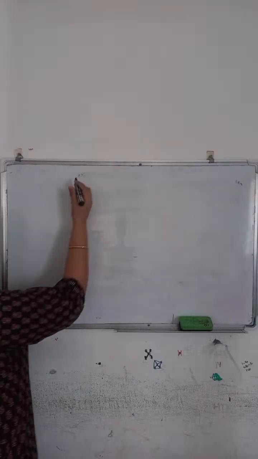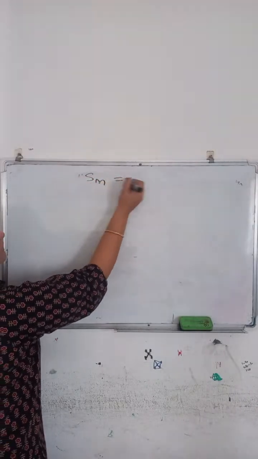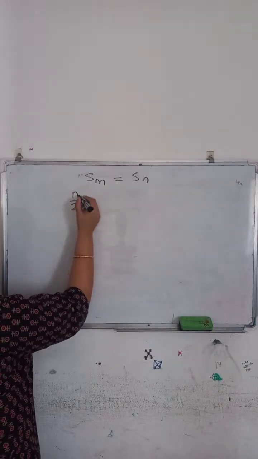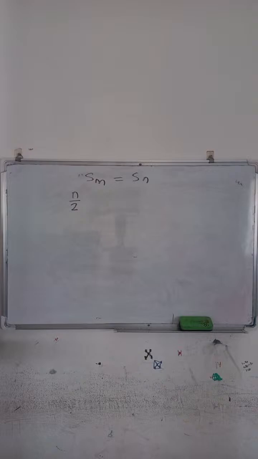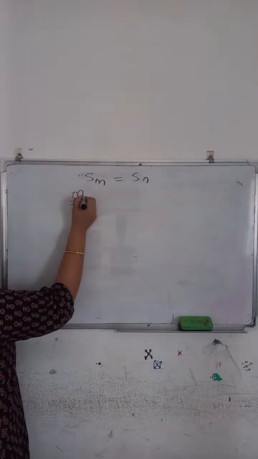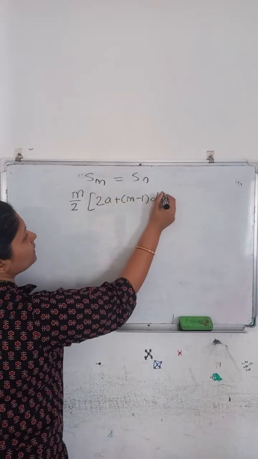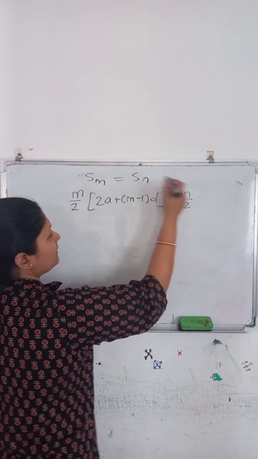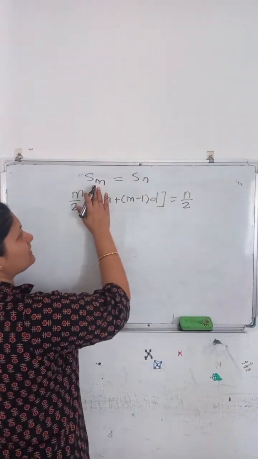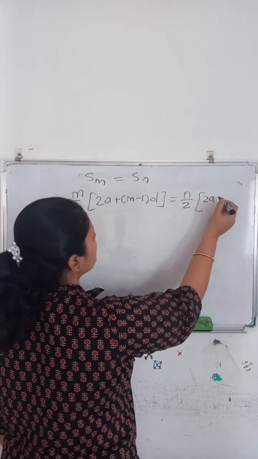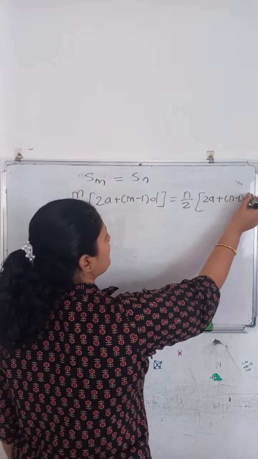Here they are saying sum of n terms and sum of m terms are equal. So the sum of the m terms is equal to the sum of the n terms. Here we can write directly the formula n by 2. But here m terms are there, so m by 2 times bracket 2a plus m minus 1 into d, and here n by 2, n terms are there, because they are saying sum of m terms is equal to sum of n terms. So inside this bracket 2a plus n minus 1 into d.